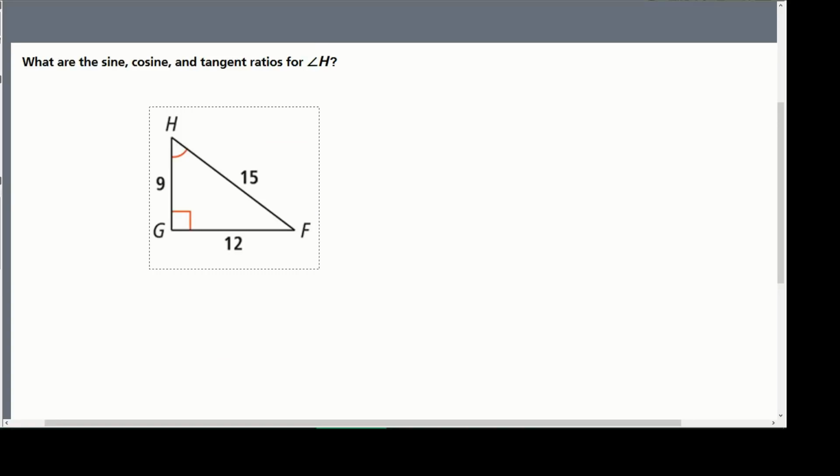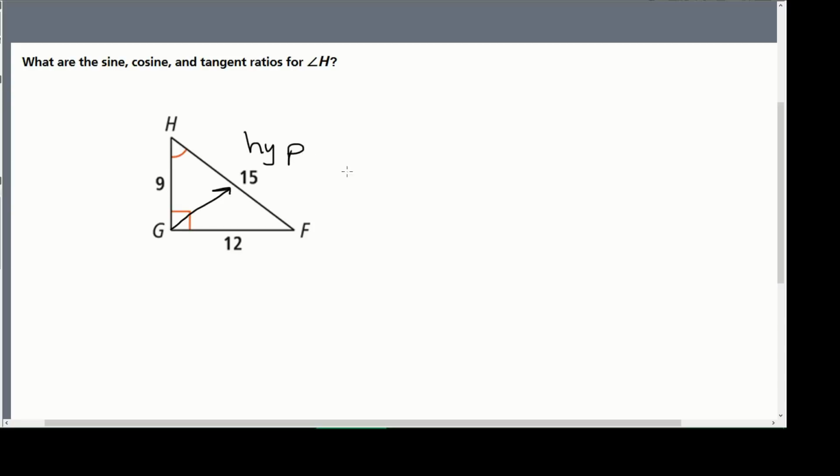Alright, so let's actually use these trigonometric ratios so we can see how they work. Here I have the triangle HGF, and we have our hypotenuse length of 15. Right here, my right angle points right at it, so this is going to be my hypotenuse.